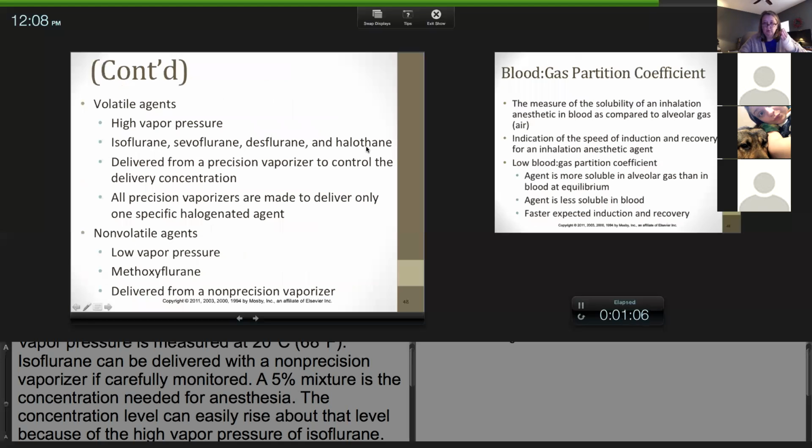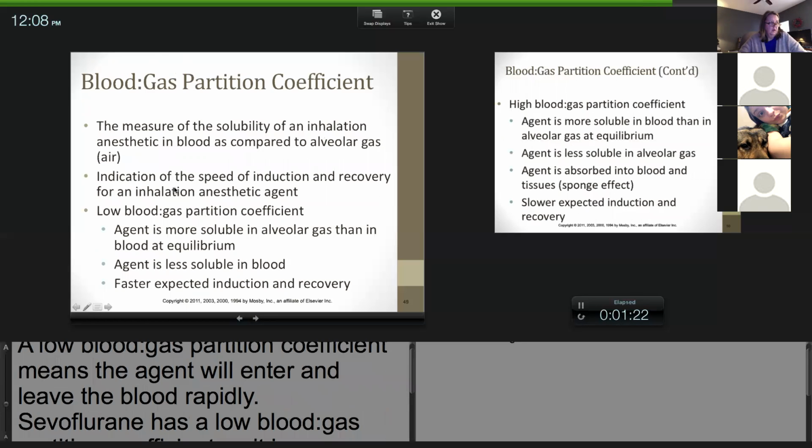And again, you don't use halothane clinically, but it probably will be brought up on the boards. And they are specific to their vaporizer. And then methoxyflurane was the low vapor pressure agent, and you can use a non-precision vaporizer.